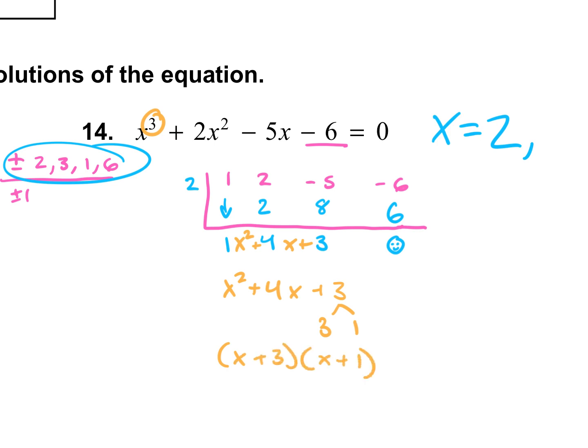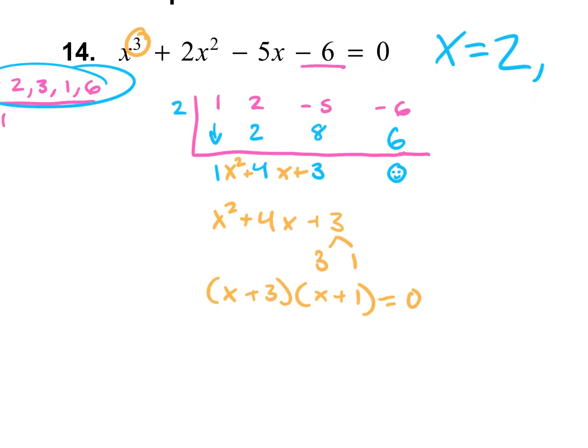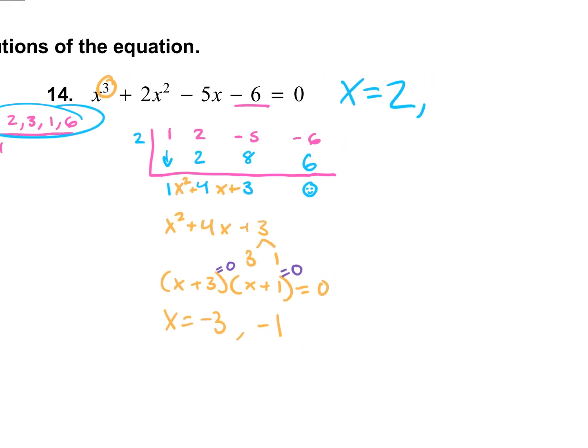We're trying to find the solutions. We're finding the zeros, so we have to solve it all the way. What would we do next? Set them equal to 0. So what does x equal? -3 and -1. So we'll put that on our list. X is equal to 2, -3, and -1. Okay.